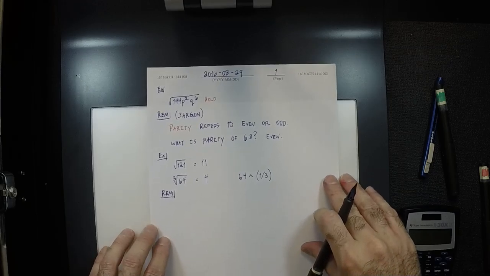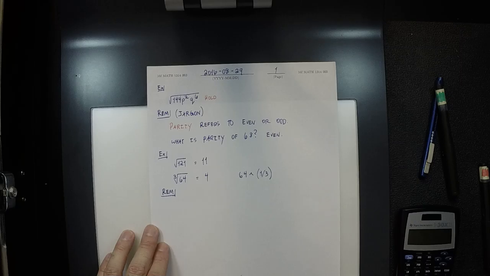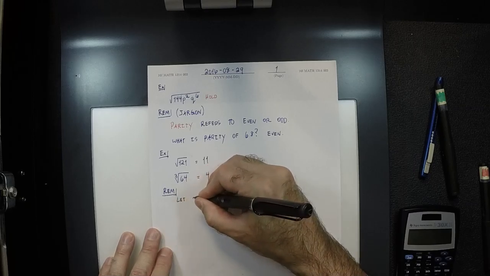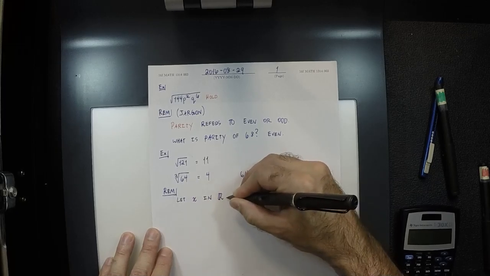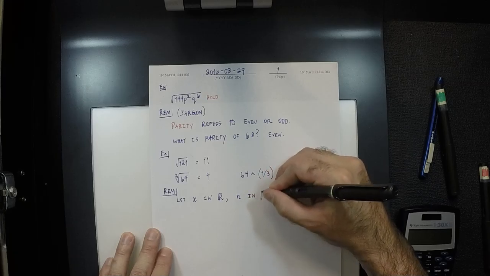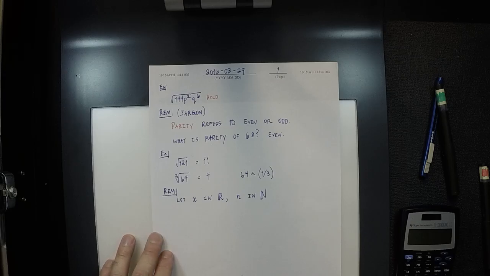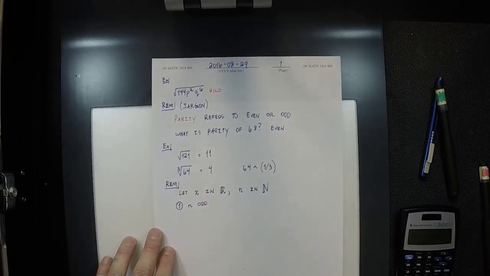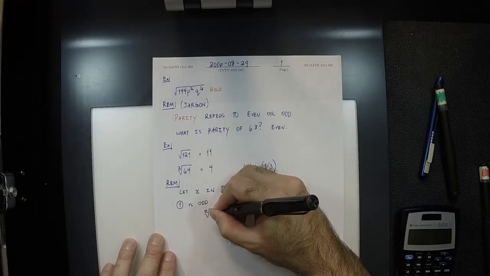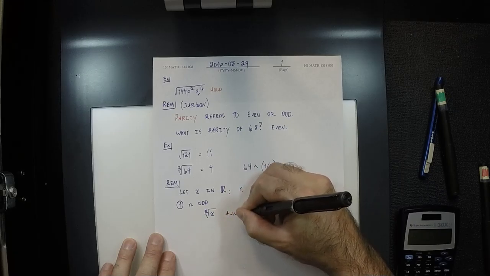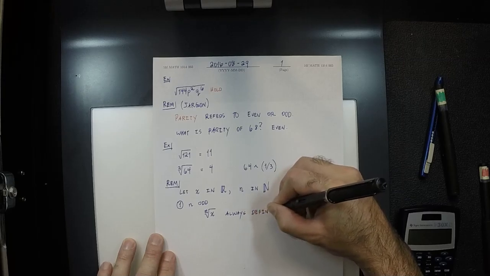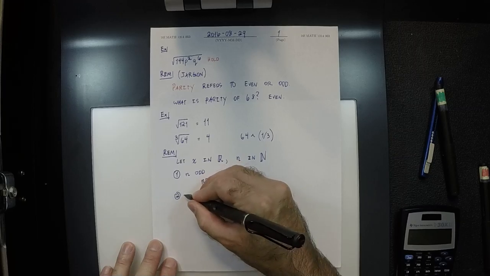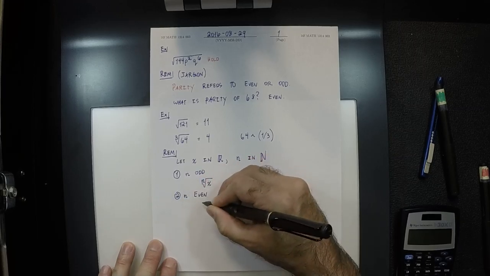So we've got these radicals. A remark that we more or less made last time, but I'm going to make again: let x be in the reals, and let n be in the naturals. Then there are two cases, and they correspond to the parity of n. In the first case, when n is odd, the nth root of x is always defined.